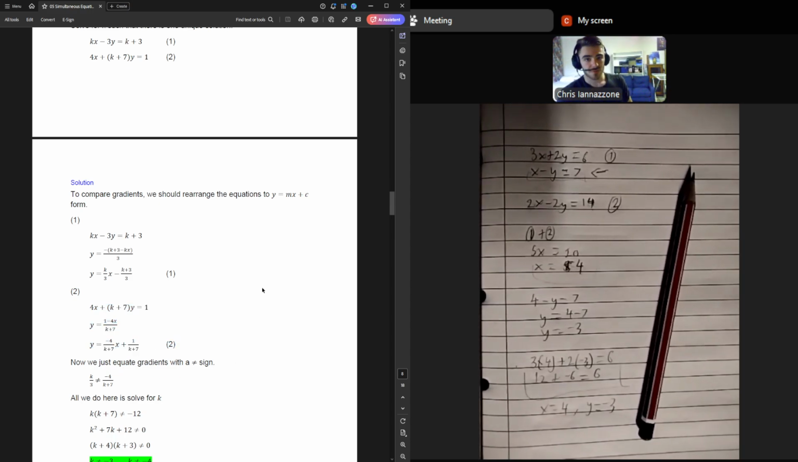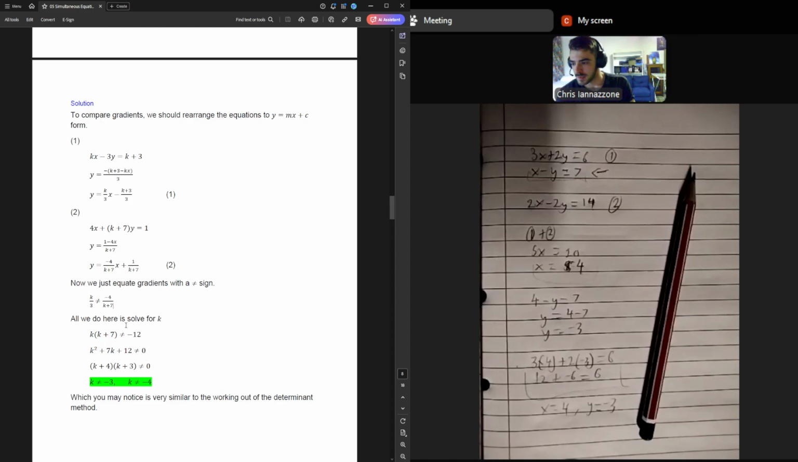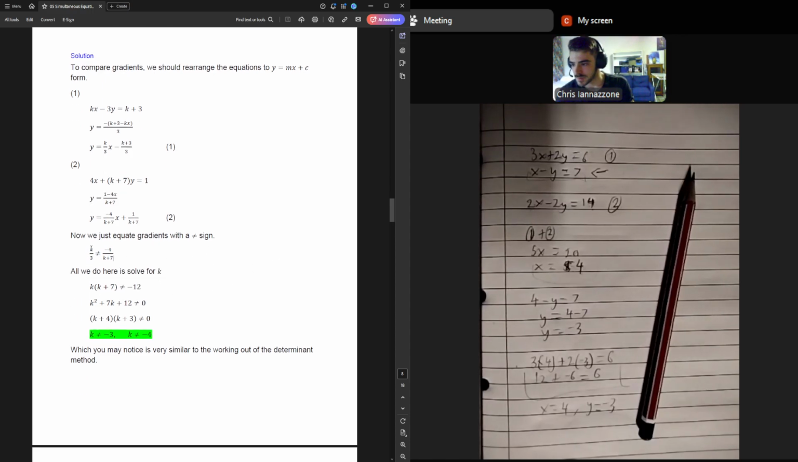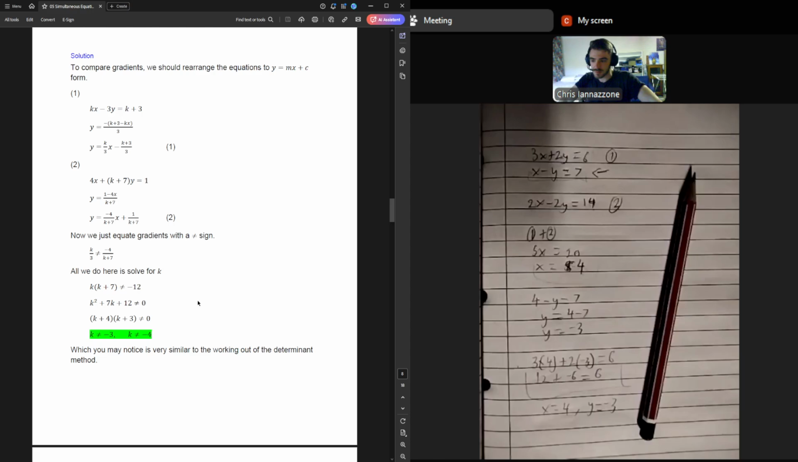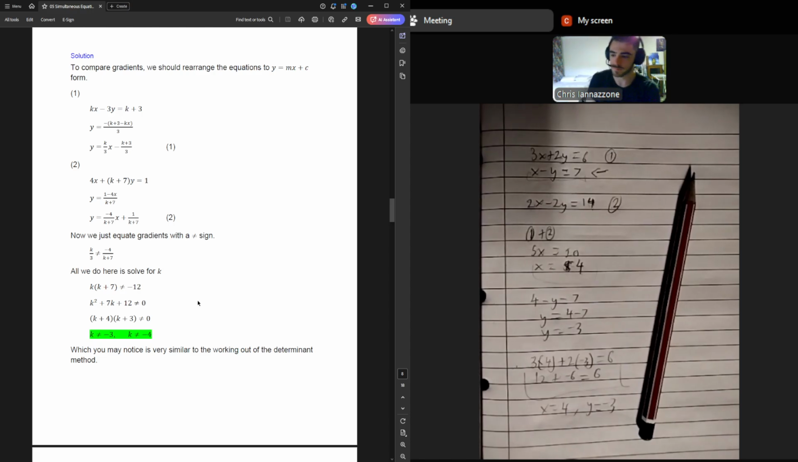Now from here, because we're trying to find where the gradients are different, we're going to use a do not equal sign on the gradients of each of those terms. Here's the gradient of the first one, here's the gradient of the second one. We want them to not be the same, because if they're not the same, they will intersect at one point. So what we're going to do here is solve for k. We have our do not equal sign, rearrange, solve, and we're going to find out that we have a unique solution as long as k does not equal -3 or k does not equal -4. That is how you would solve that equation.